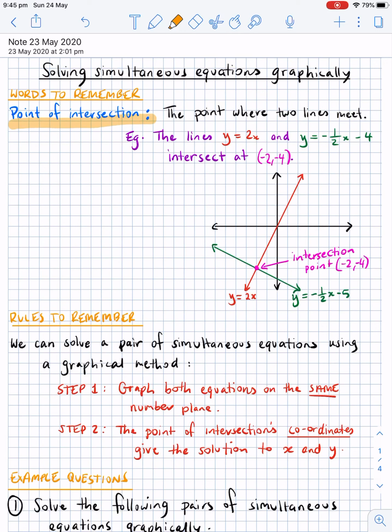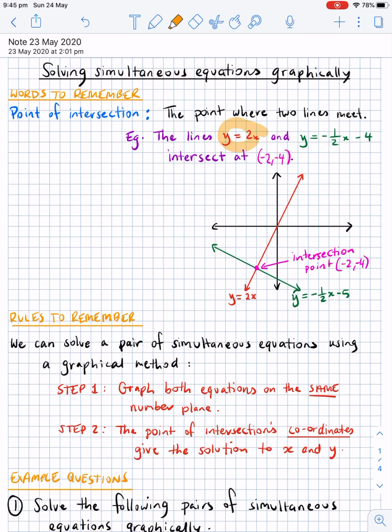So the first word to understand is the point of intersection. It's the point where two lines meet, where they intersect, where they hit each other. For example, the lines y equals 2x and y equals negative half x minus 4 intersect at the point negative 2, negative 4. And we can see that when we graph these two lines.